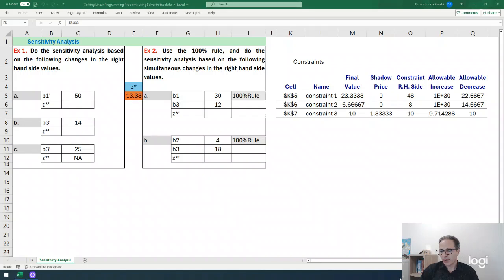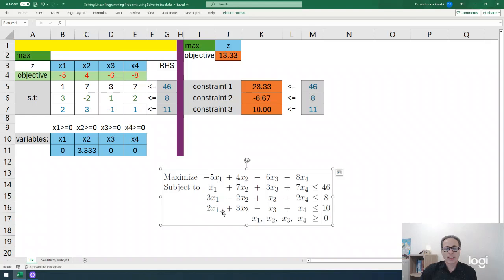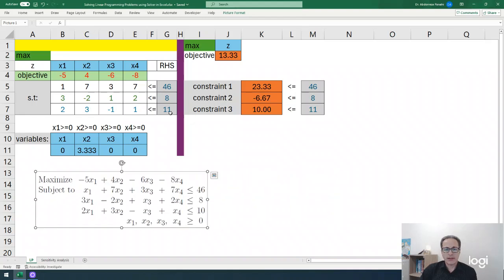Now, since we have that one here, I want to work with this sensitivity report and answer these questions. Prior to that, I come back to this problem, change this 10 to 11. I did 1 unit change in the right hand side, or I increased by 1 unit. Increasing by 1 unit in the third right hand side, I want to predict the objective. For now, I don't want to do that, but I want to see what happens.